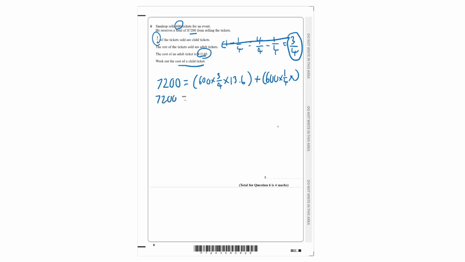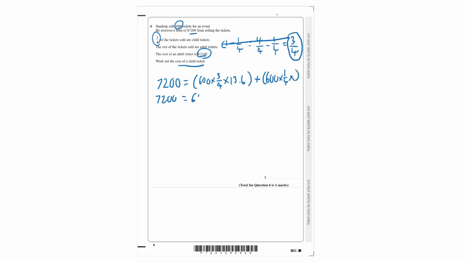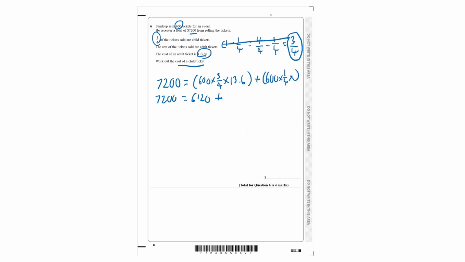We have 7,200 is equal to 600 times 3 over 4 is 0.75 times $13.6 gives us 6,120, plus 600 times 1 over 4x. So we have 600 divided by 4 gives us 150. 150 times x is 150x. Now we can bring 6,120 to the other side, and we have 7,200 minus 6,120 is equal to 150x.